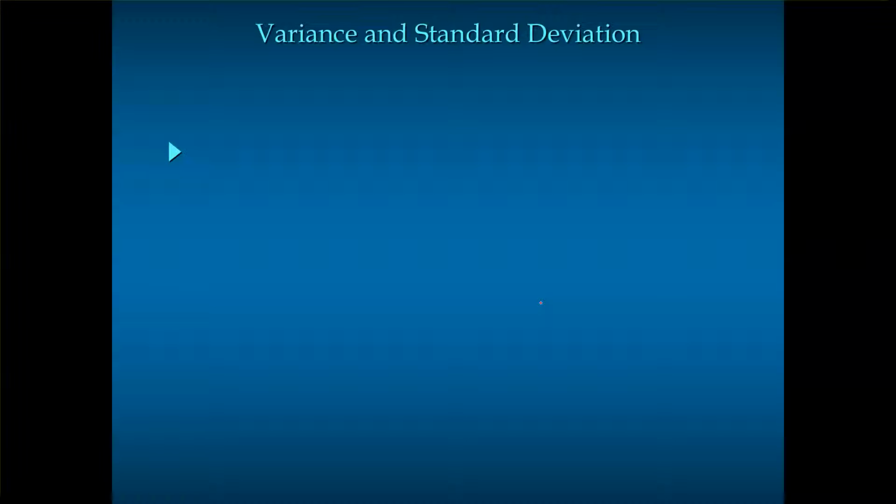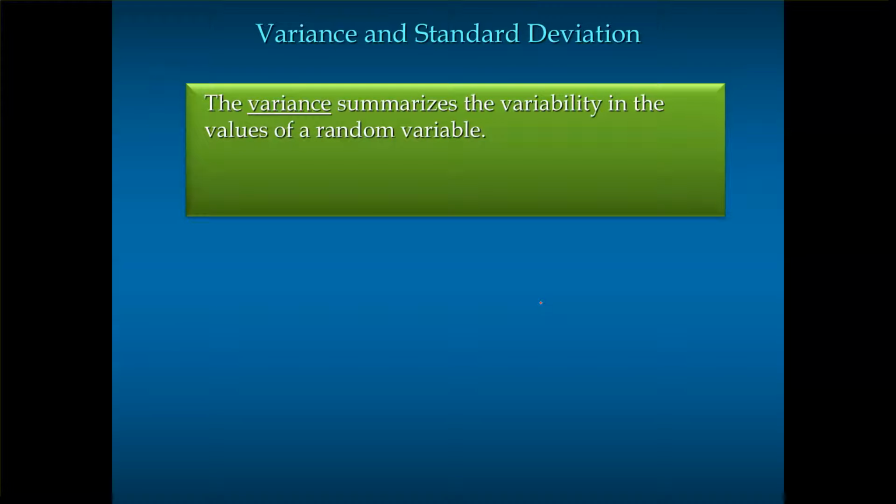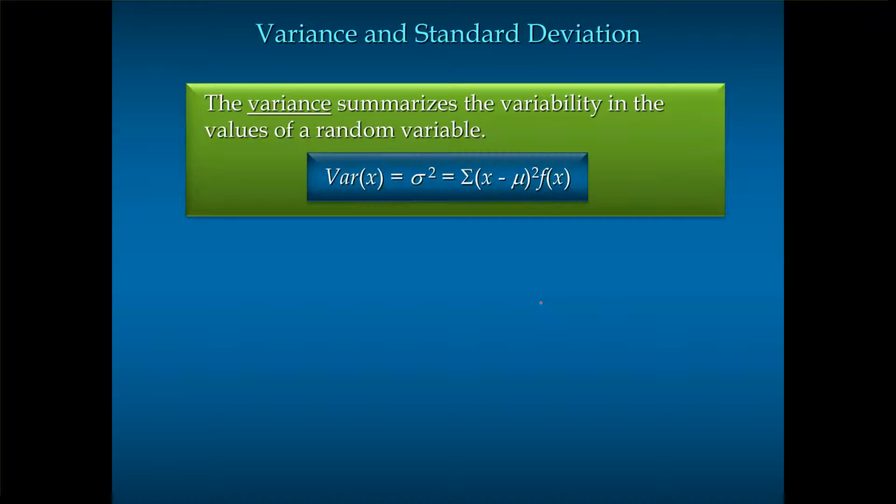Once we know the mean or the expected value, we can start to calculate the variance and the standard deviation. The variance summarizes the variability in the values of the random variable. The variance of the random variable x is equal to sigma squared. We saw it before. It's the sum, over all possible x values, of the observation minus the mean, squared, times the probability corresponding to the outcome.